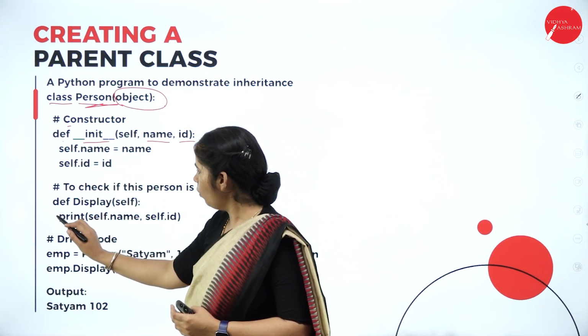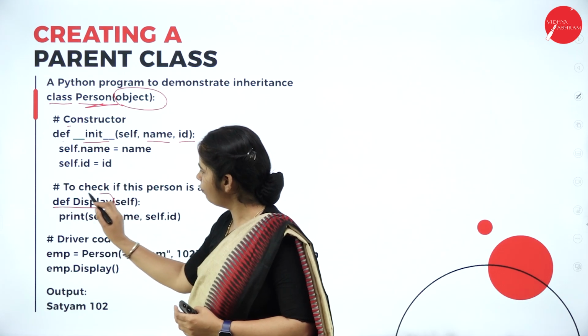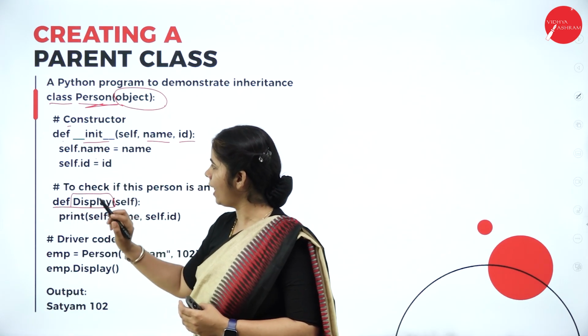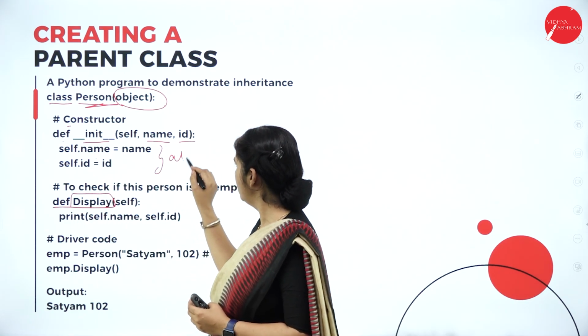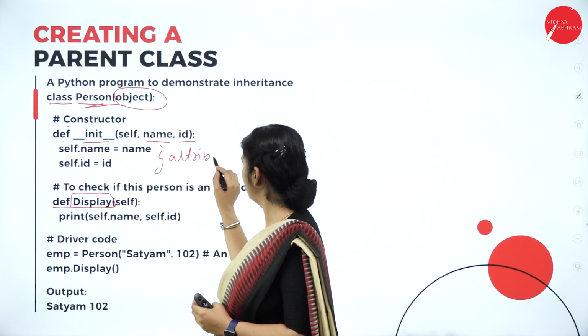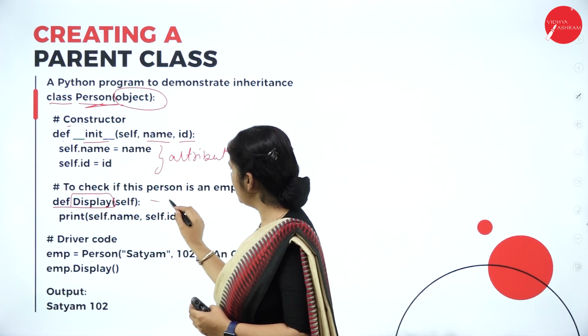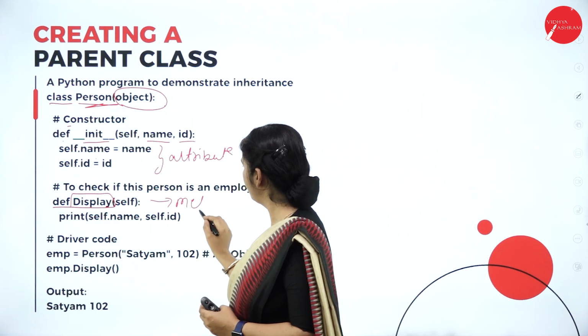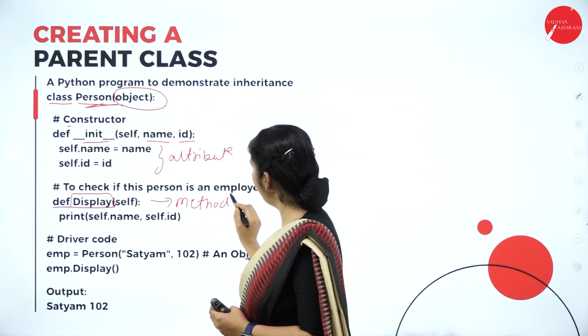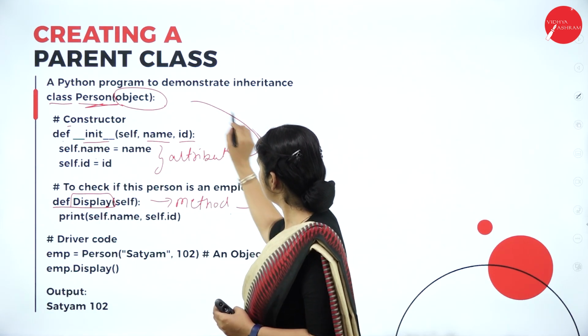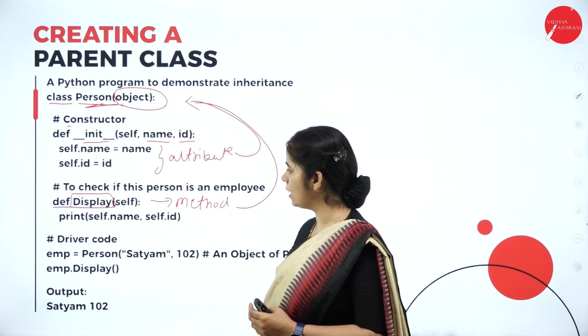Then what do we have to do? We have one function. Name and id are the attributes, and display is a method of what? Of the parent class, right? Of the parent class.